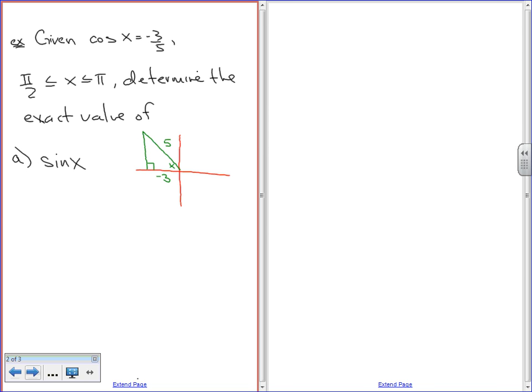David? Exactly. You figure out it's 4. Is it positive or negative 4? Why is it positive?